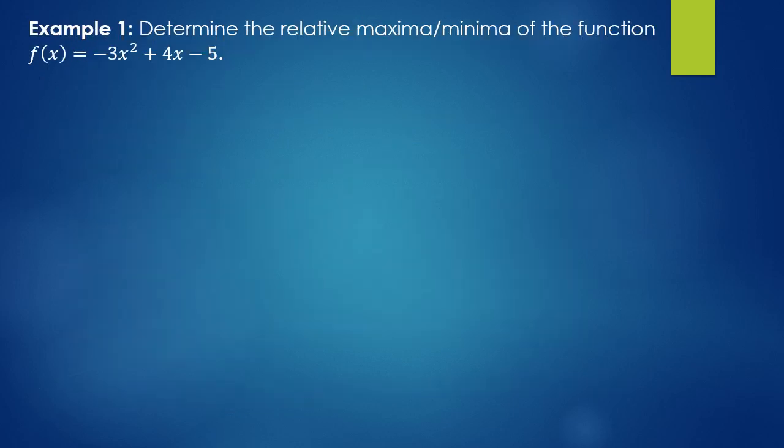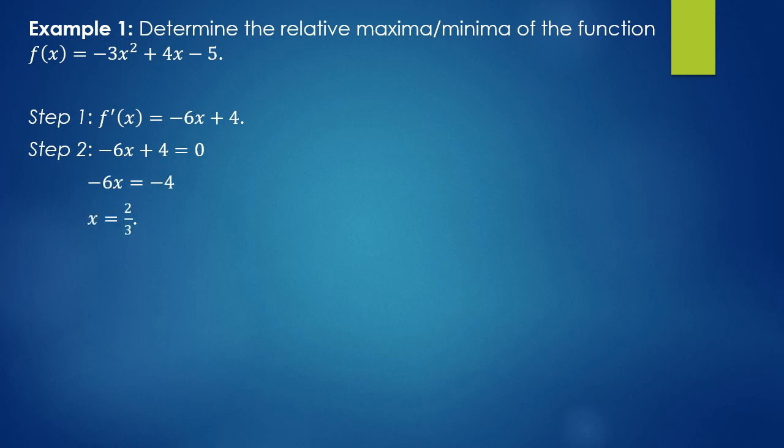Some examples. So let's say we have the function f of x is equal to negative 3x squared plus 4x minus 5. So again, the first step is to find the first derivative. Of course, the first derivative is negative 6x plus 4. Second step, we will equate this to 0, negative 6x plus 4. So of course, transpose 4 divided by negative 6. So we get the critical point 2/3.